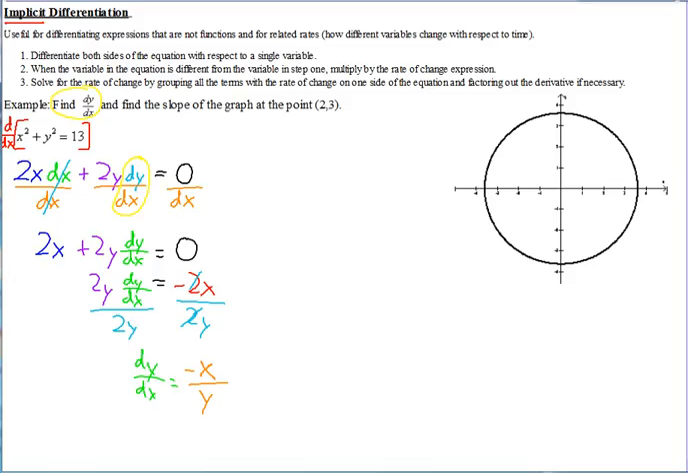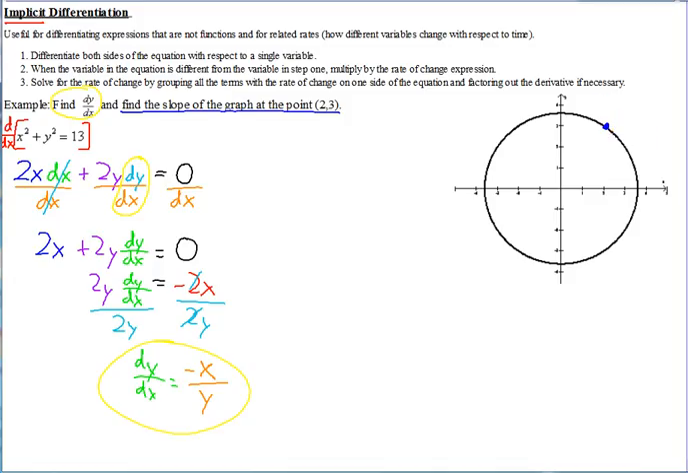So that would be our derivative of the circle. Notice what's different about the derivative here. Unlike functions, our derivative has both x and y, not just x. And that's necessary when we look at the second part of this. It says find the slope of the graph at the point 2, 3. So here's the point 2, 3 on our graph. Let's find the slope of the tangent line right there.